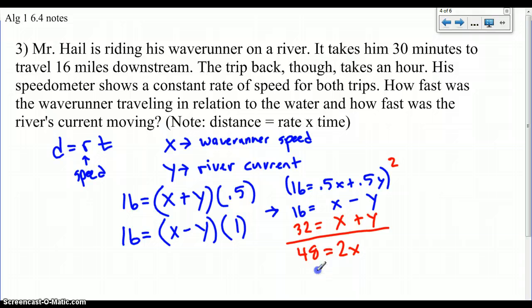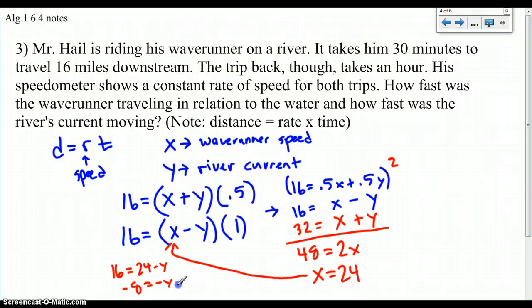We can add those two equations together, divide by 2, and x is 24. Now I'm going to plug that back in right there. X minus y equals 16, so I know 16 is equal to 24 minus y. So negative 8 equals negative y, so y would have to equal 8.